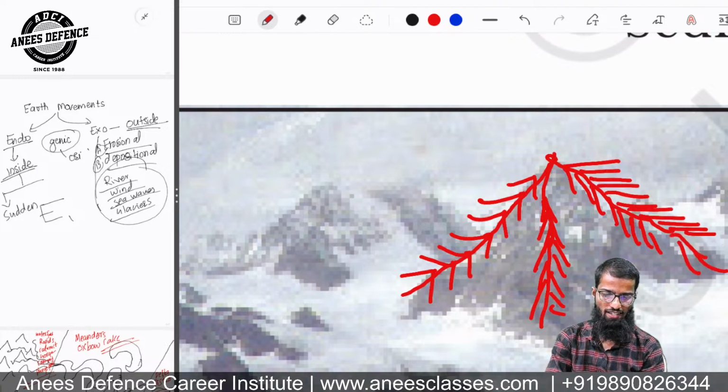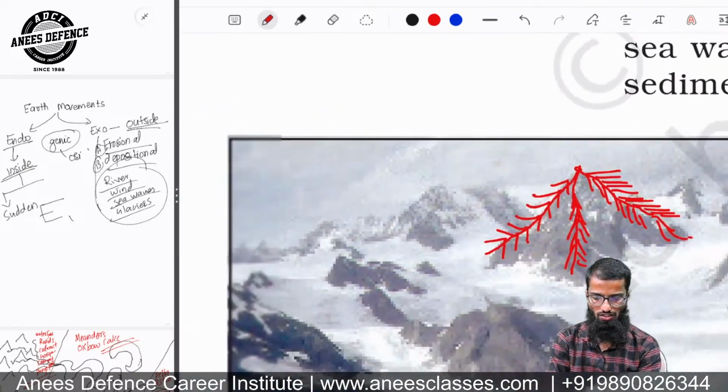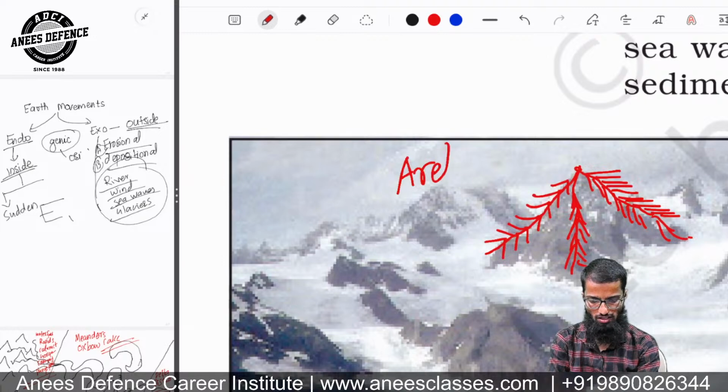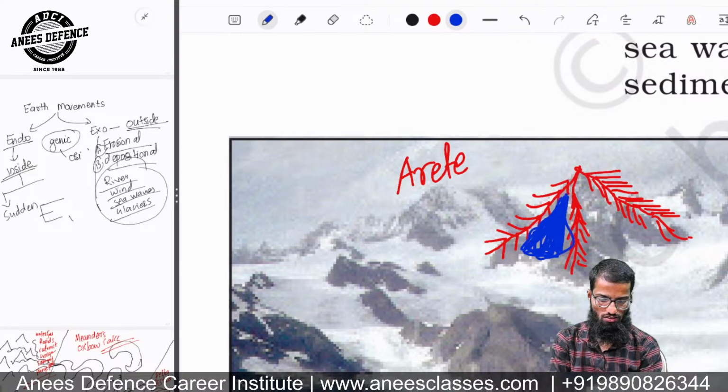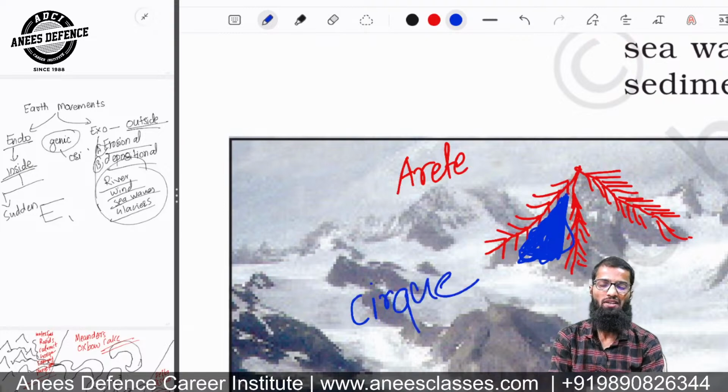So these are called aretes. Remember the word arete. Look at the spelling. And something which is between two aretes is called a cirque. So the cirque is a gap between two aretes. Sometimes in some books it is referred to as a kori. So you have got two words, cirque and arete.